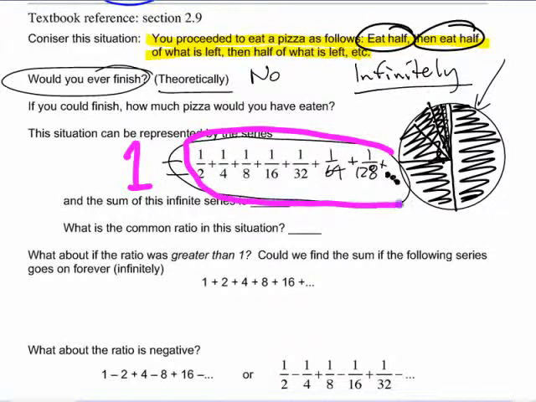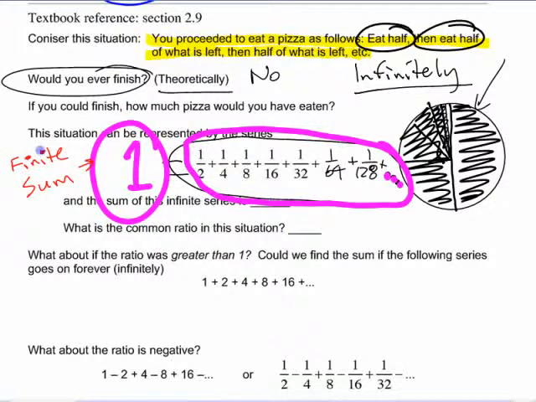A series that goes on infinitely, there's an infinite number of terms in this sequence. I could keep writing them, 1 over 256, 1 over 512, 1 over 1024. You could keep writing these terms infinitely. But it has a finite sum. What does it mean to have a finite sum? What does the word finite mean? Not infinite, exactly, right? Finite means not infinite.